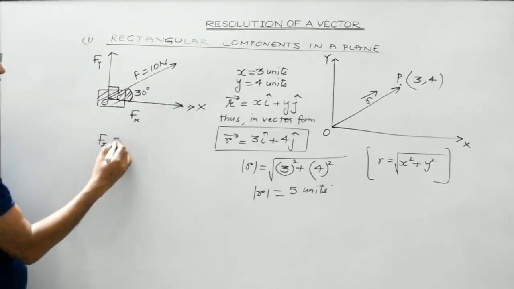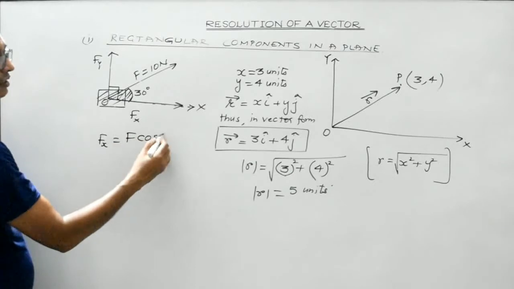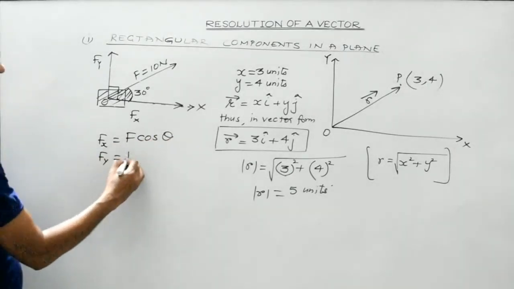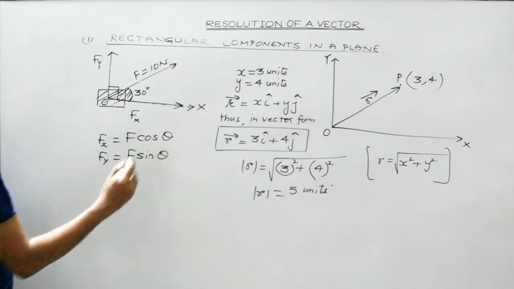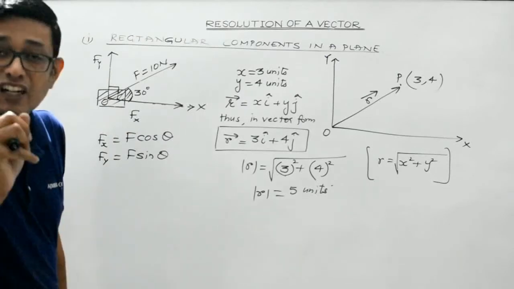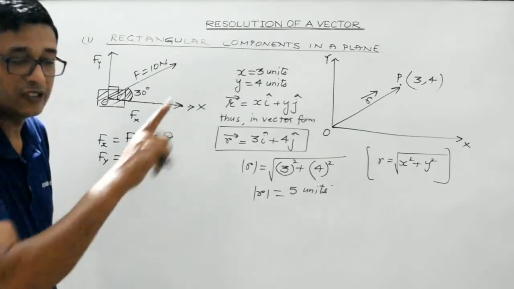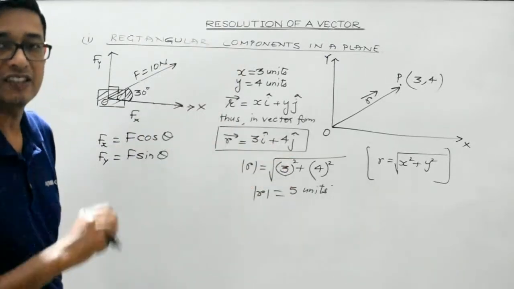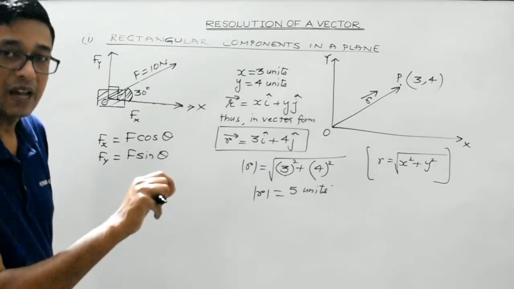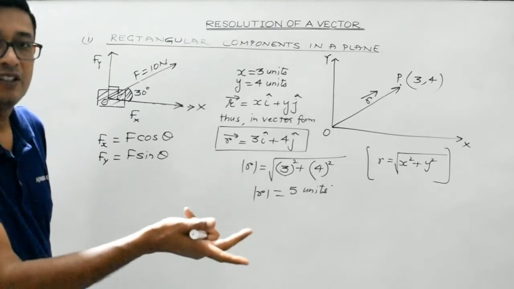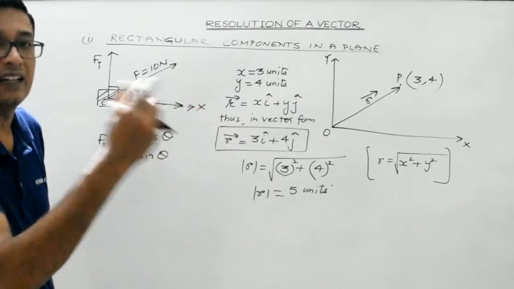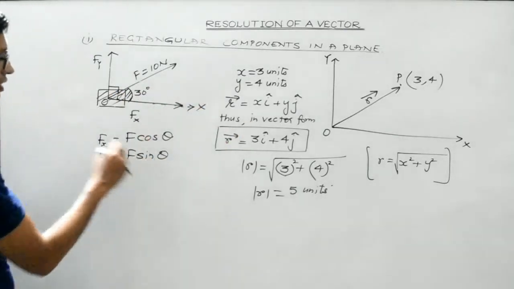What is Fx? Just now we have considered it is F cos theta, isn't it? And what about Fy? It is F sin theta. Theta is this angle which F makes with the x-axis. Theta is the angle which the given vector makes with the horizontal axis. So that horizontal component would become that vector magnitude times cos theta, while the vertical component would be the magnitude of the given vector multiplied by sine of the angle, sine theta. Right? This is what I have written over here.